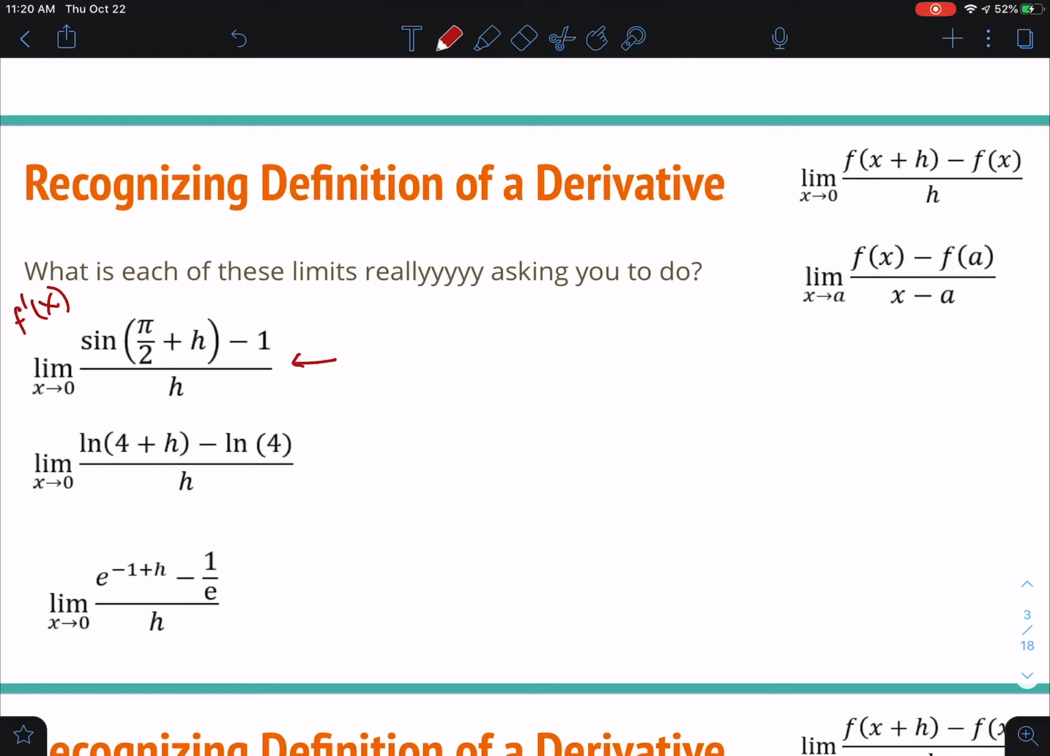We know that the x value is always right there in the parentheses. So I know right here that x is pi/2, okay? My function is always out in the front. So my function here is going to be sine of x.